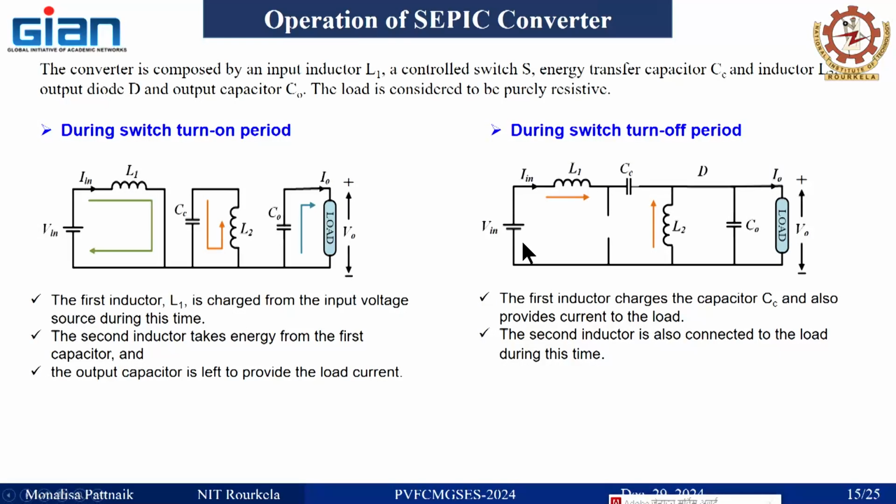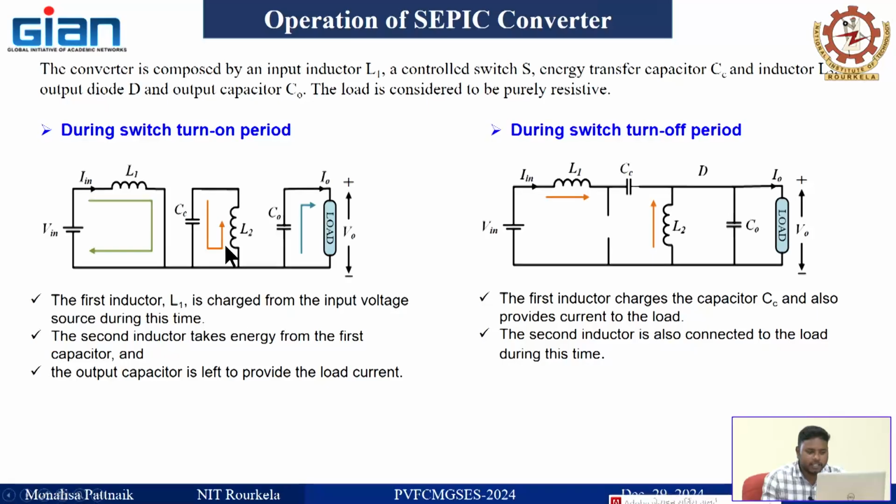Coming to the operation of the SEPIC converter, when the switch is on, the input inductor is charged with the input voltage, and the coupling capacitor discharges and charges the second inductor. The output is supplied by the output capacitor, as there is no direct connection between input and output.